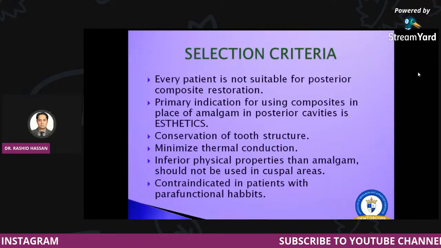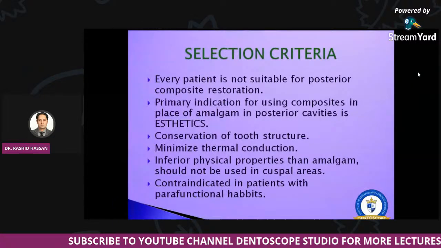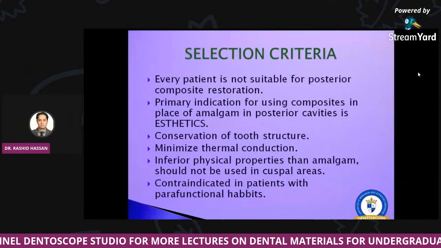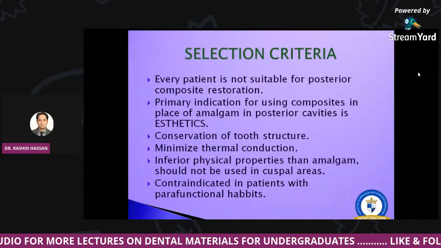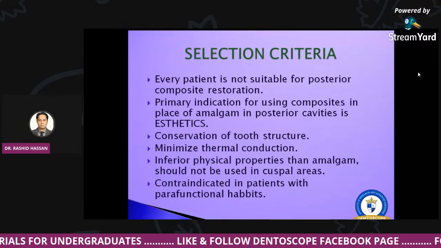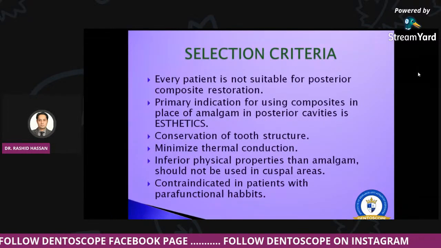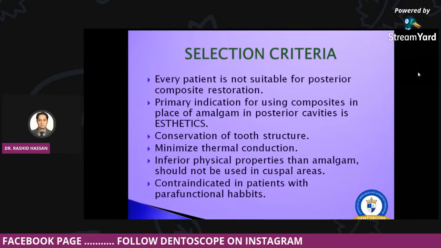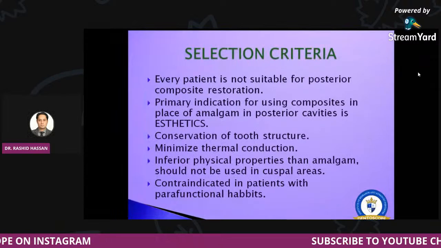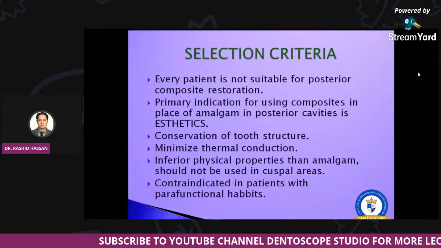In practice, in student time we used to do dental amalgam restorations, and they produced the best results. The primary indication for using a dental composite in place of amalgam in the posterior region is only aesthetics. Aesthetics is the only reason for which the dental composites could be used in the posterior teeth. Other than that, dental amalgam is the material of choice.